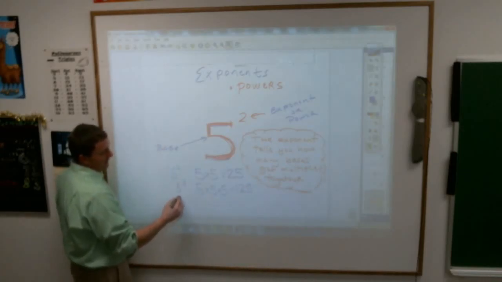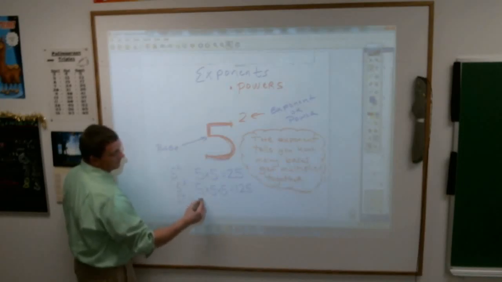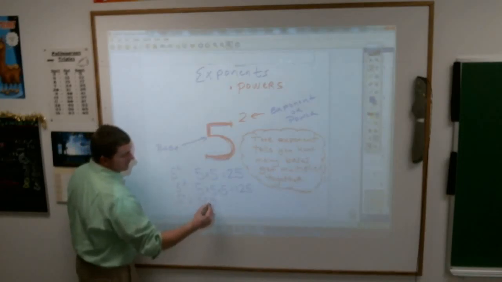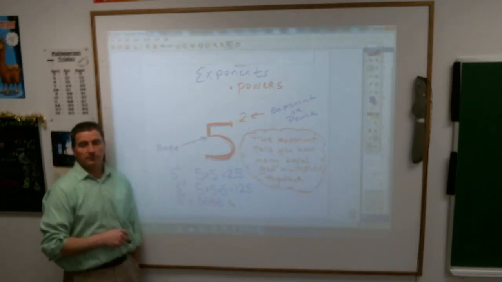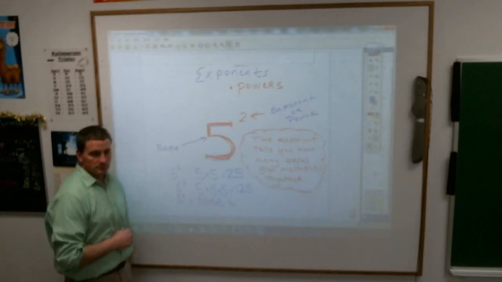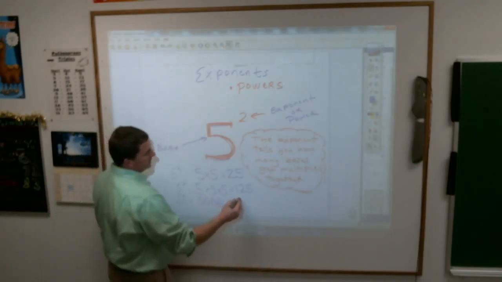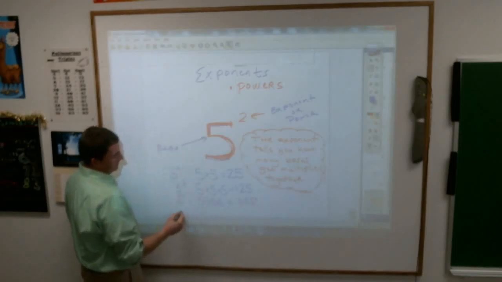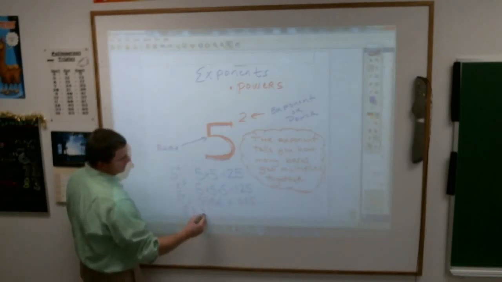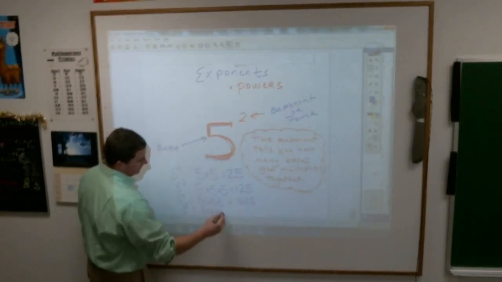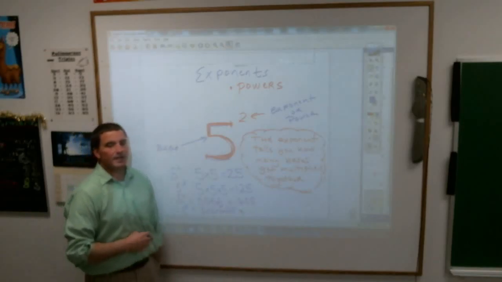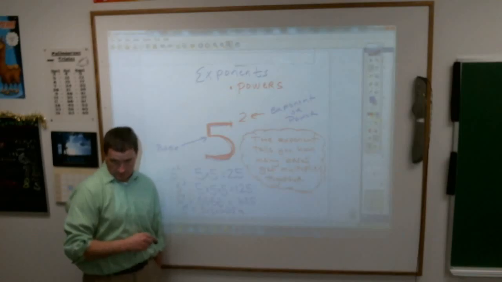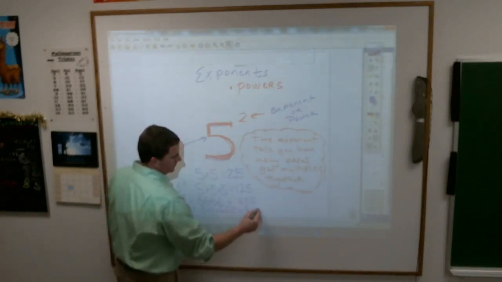5 to the fourth power, children, is 4 5s times themselves. Anybody on what 4 5s times themselves would be? Or 125 times 5? Sammy? 625. And then 5 to the fifth power, let's just do one more, is 625 times 5, which is 3,125, I believe.